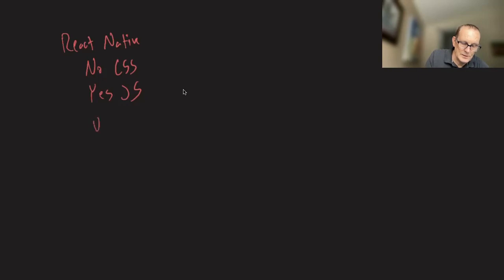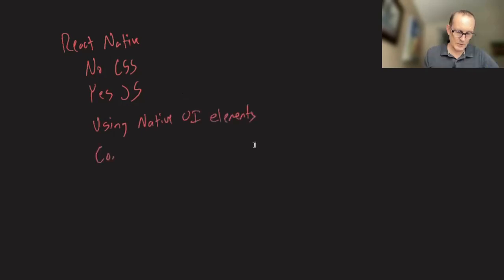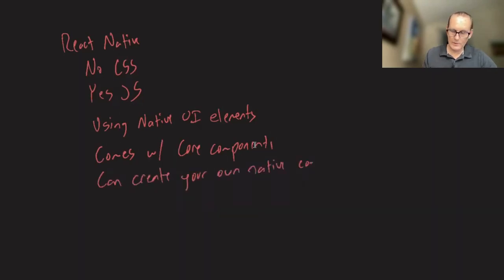What else do we have? We are using native UI elements. It comes with core components. These core components are things like view and text and button and so on, but you can create your own native components. In fact, there's a whole directory of them that are available that other people have written.